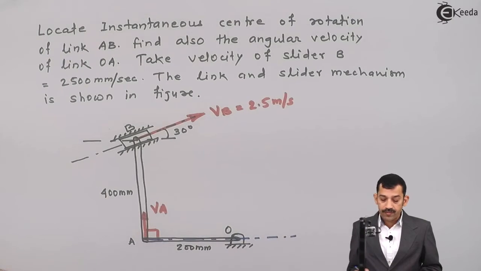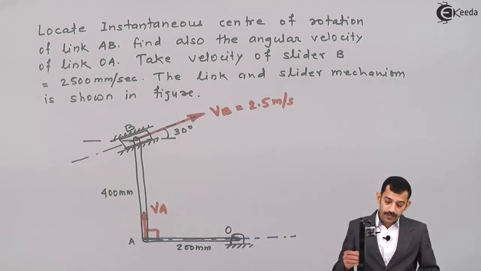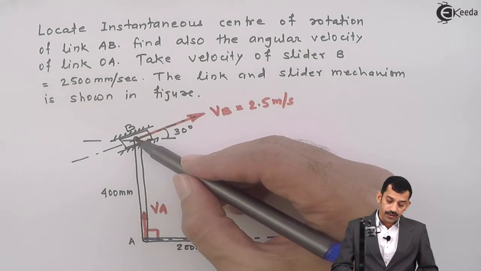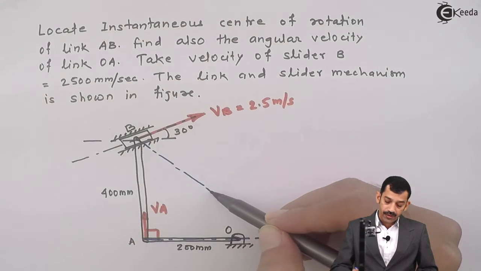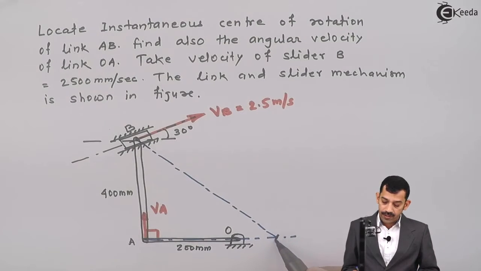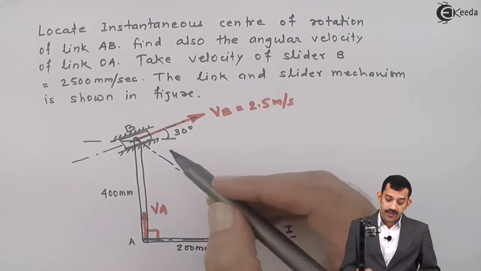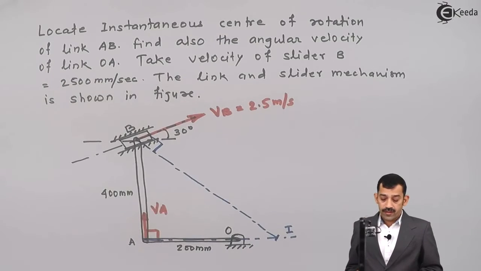Perpendicular to VA, we get a horizontal line, where we don't know where the ICR is. Now I will draw a line perpendicular to VB. The point of intersection represents the center of rotation. Say this point is I. This line is perpendicular to VB. Now you have to find the lengths IB and IA. Without that, the solution is not possible.